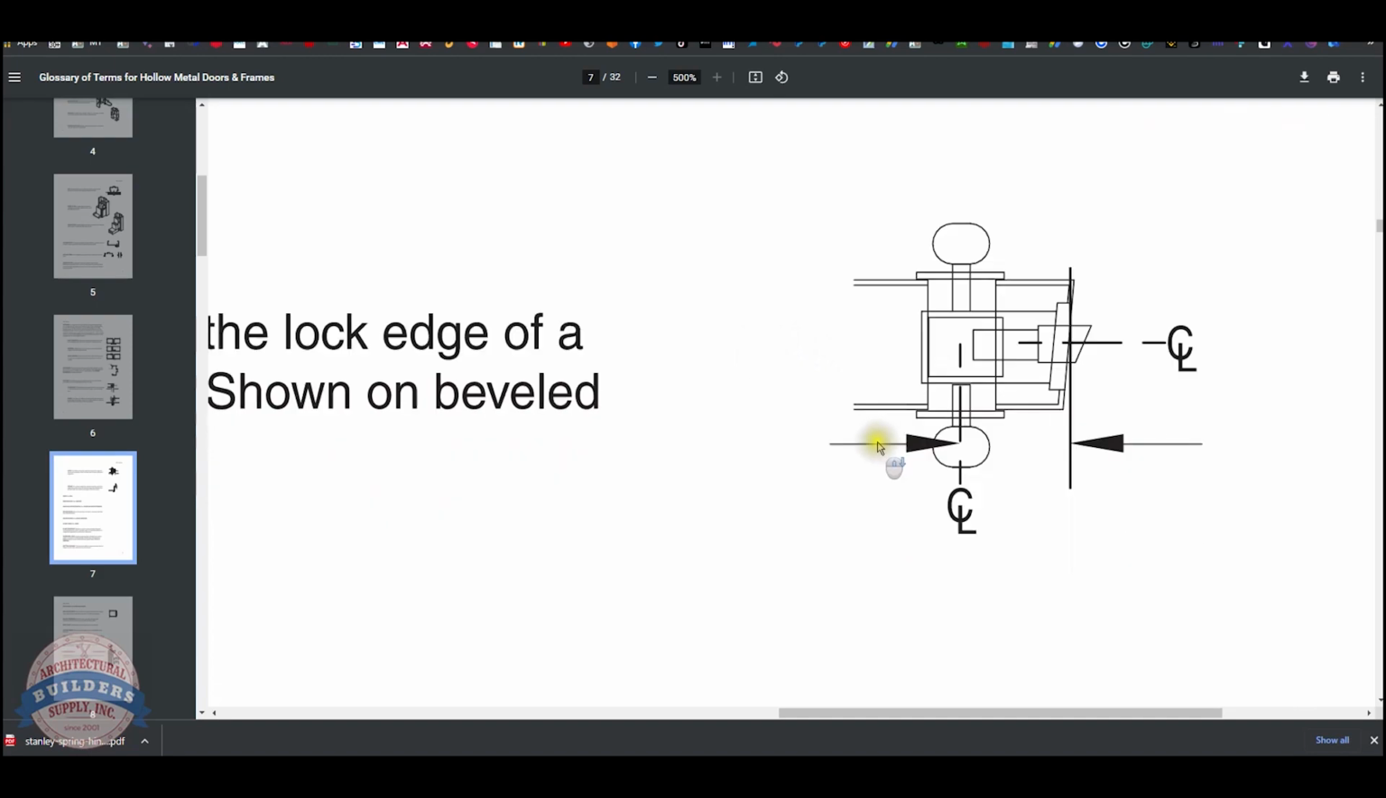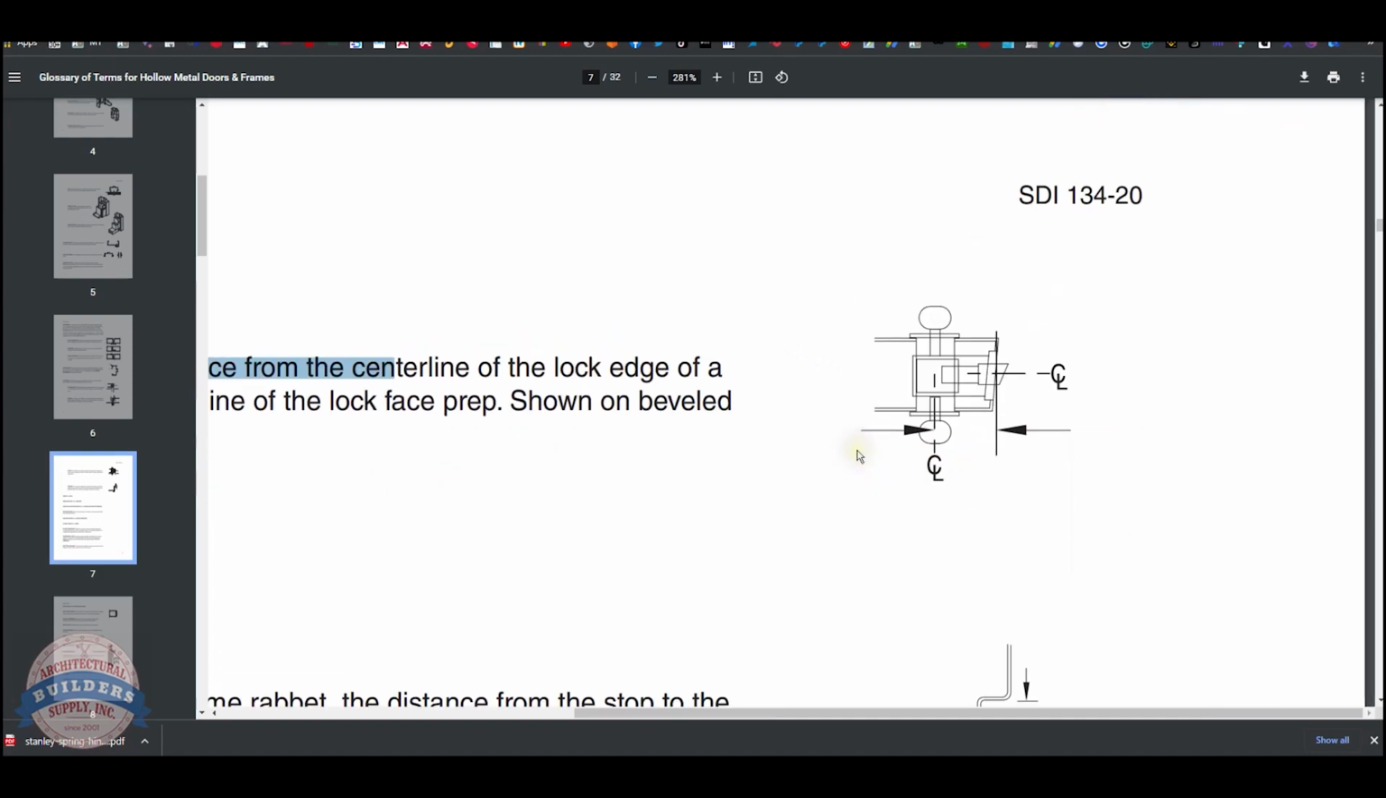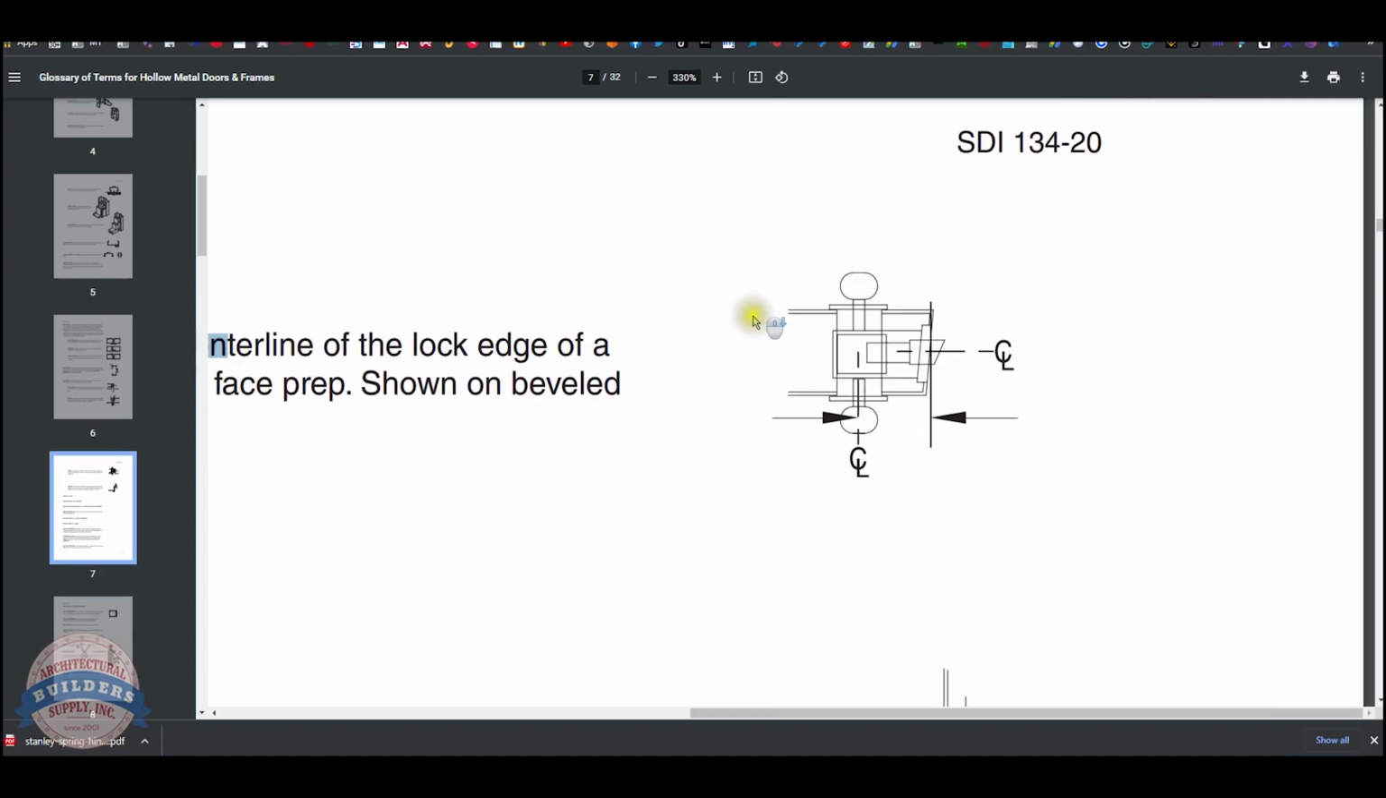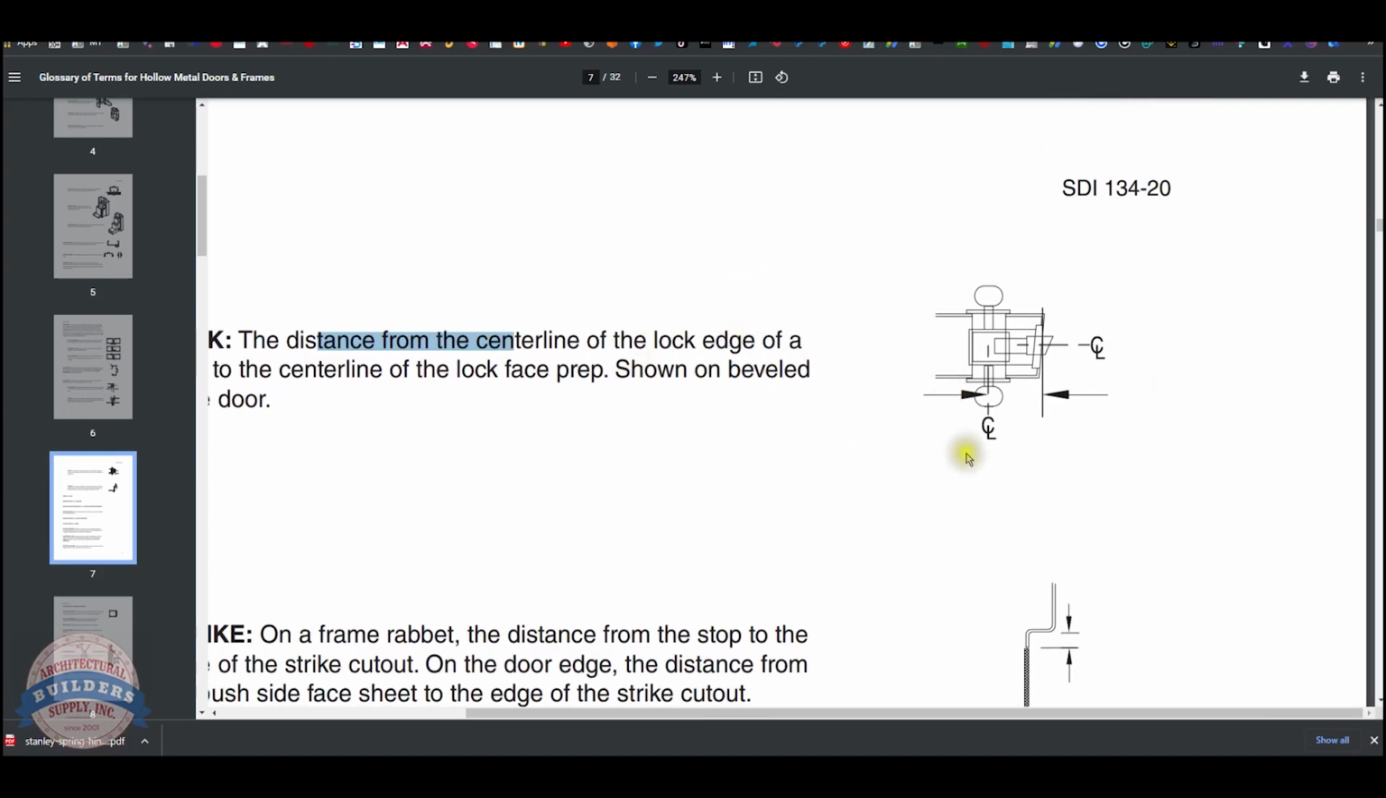So the backset has everything to do with not only what the reference point of the prep is from its datum, as they say, or its point of origin, but how is that positioning going to allow the lock to work successfully or less successfully, depending on the conditions. So you have to be mindful of what backset you're using.